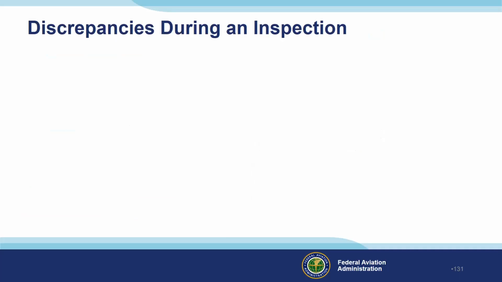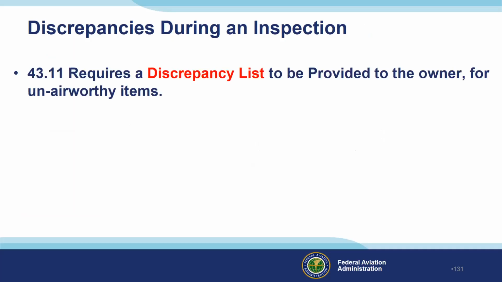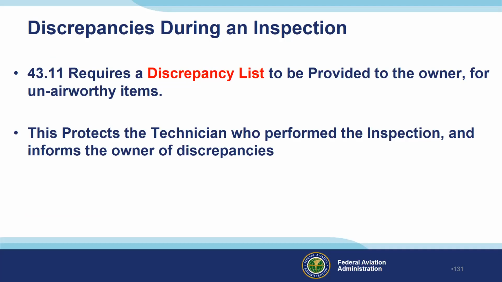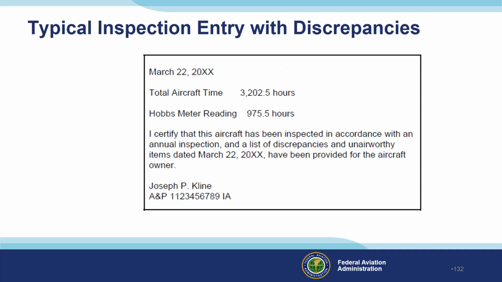So what happens if you do an inspection and you find discrepancies? Well, 43.11 requires a discrepancy list be provided to the owner. This protects the technician, the IA, or the A&P if it's a 100-hour, who performed the inspection, and it informs the owner of the discrepancies.